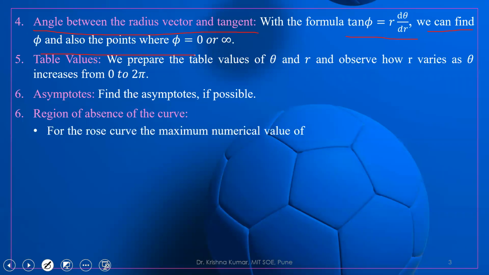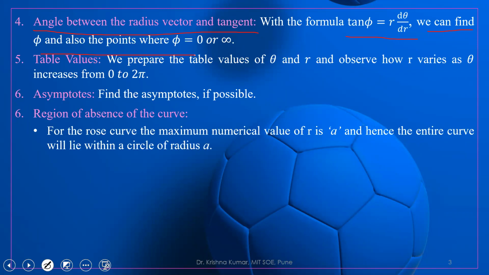So for the rose curve, the maximum numeric value of r is A, and hence this entire curve will lie within a circle of radius A. So now what we are writing? r equal to A cos n theta or A sin n theta. We know that the value of cos n theta lies between -1 and +1. So the entire rose curve will lie inside the circle of radius A.